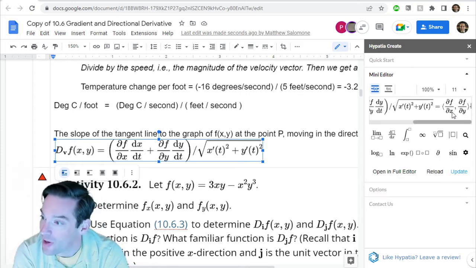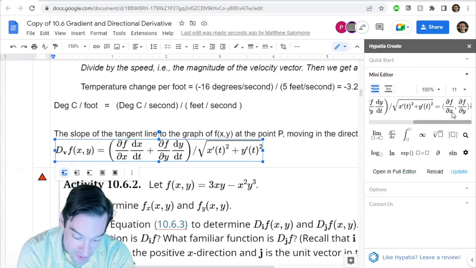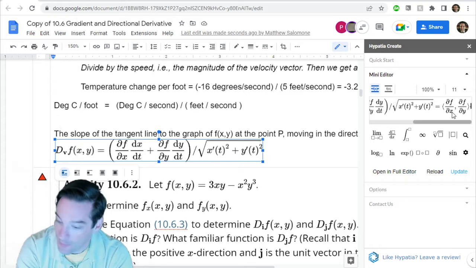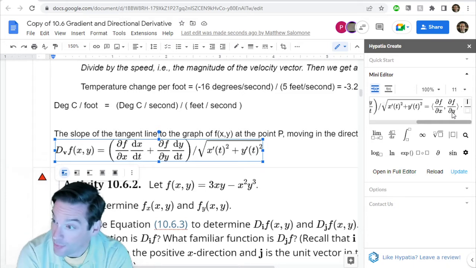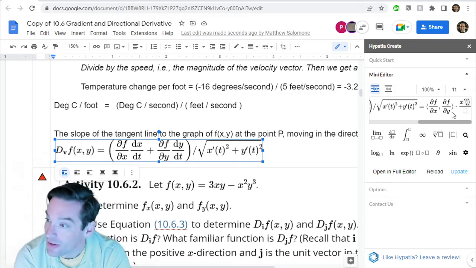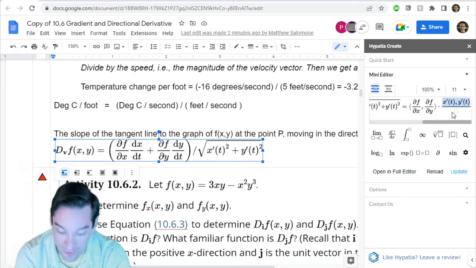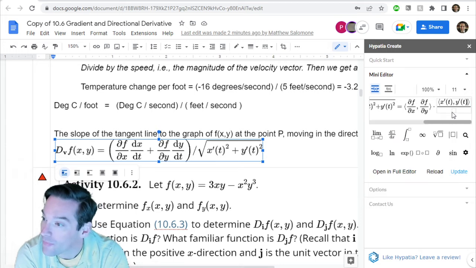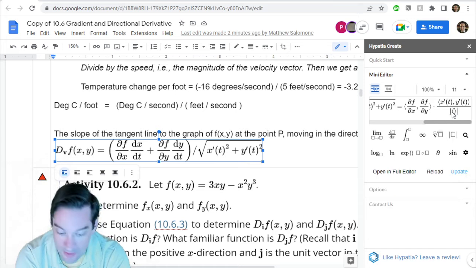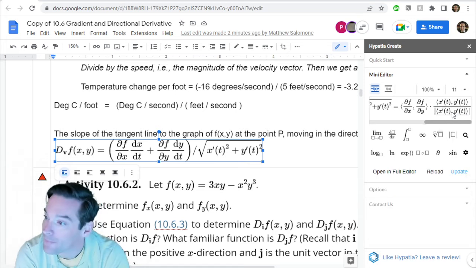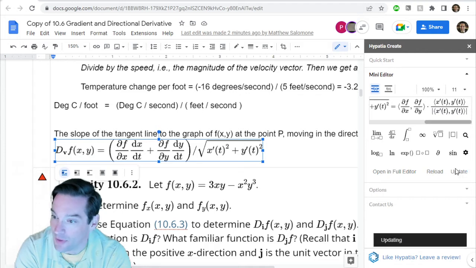And then we're going to take the dot product of that with, and now I'm going to actually make this into a fraction here, the vector x prime of t comma y prime of t. So I'll put that into my vector brackets. But then we're ultimately dividing by the magnitude of x prime of t, y prime of t. Update that there.